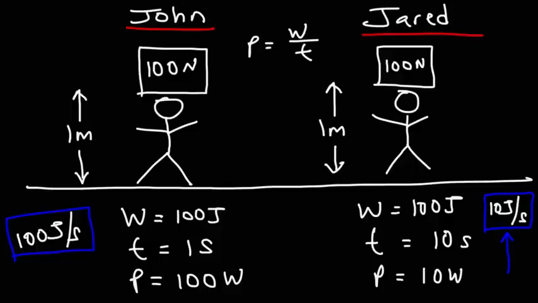So you can think of power as work over time, or the rate at which energy is transferred. John has a greater rate of transferring energy. In 1 second, he can transfer 100 joules of energy. Jared's rate of energy transfer is much less. In 1 second, he can only transfer 10 joules of energy. So hopefully this illustration helps you understand the concept of power as being the rate at which energy is transferred.